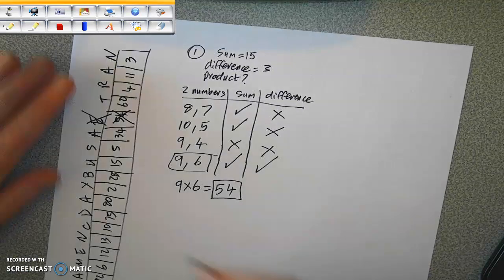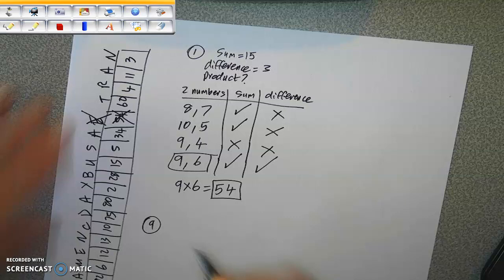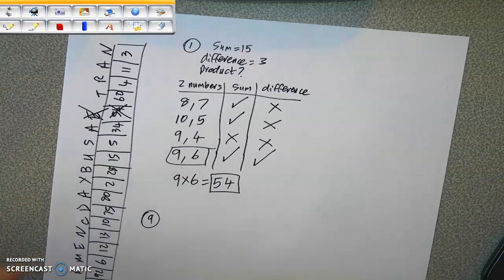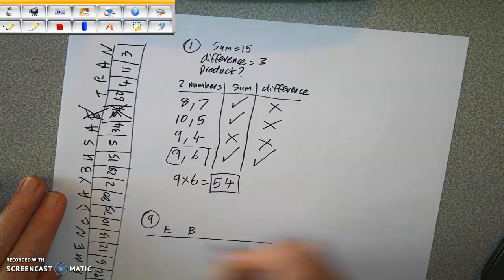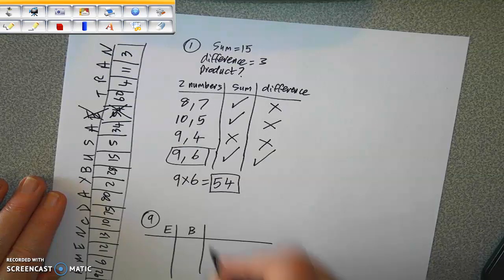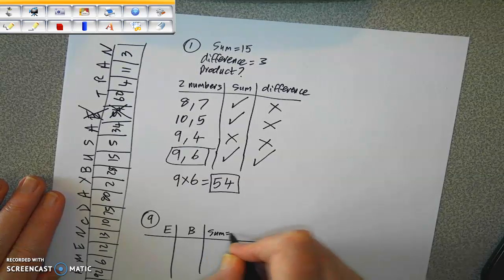I said I would do number 9. So I'm going to do number 9. Ernie has twice as many stickers as Bert. Together they have 90 stickers. How many stickers does Ernie have? Okay, so we'll just use E and B for Ernie and Bert. Together they have 90 stickers. So the sum, when you add them together, is 90.